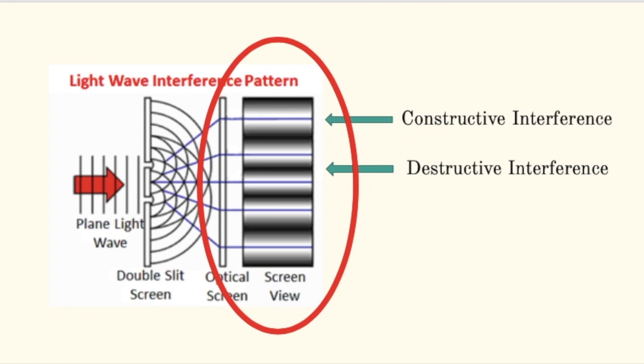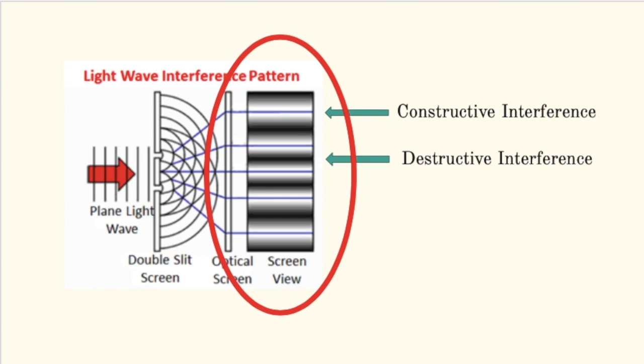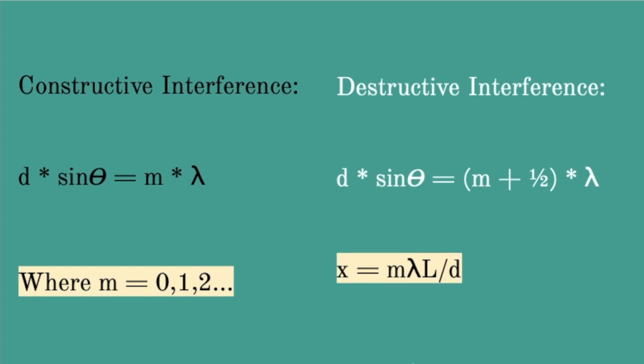Looking at the screen view of the image, we see that where the waves constructively interfere, there are bright bands, also called fringes, and located where the waves destructively interfere are dark fringes. When we conduct the experiment, we get something like this. Here you can clearly see the light fringes as opposed to the dark fringes. Using this experiment and some geometry, we get the following equations.